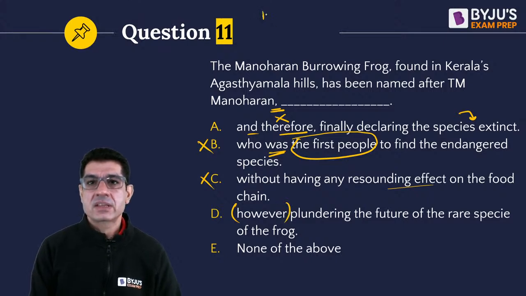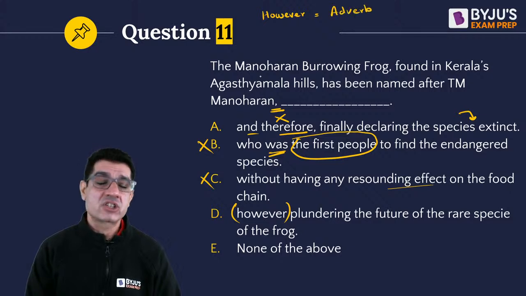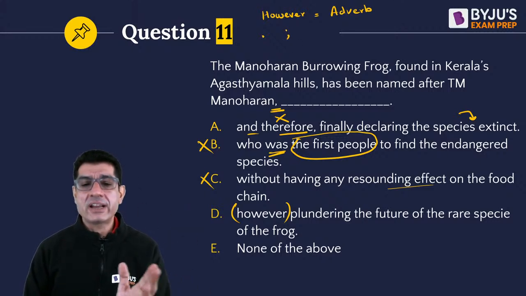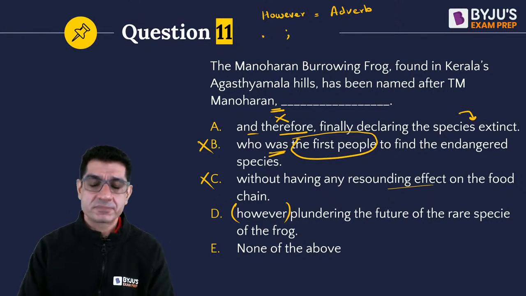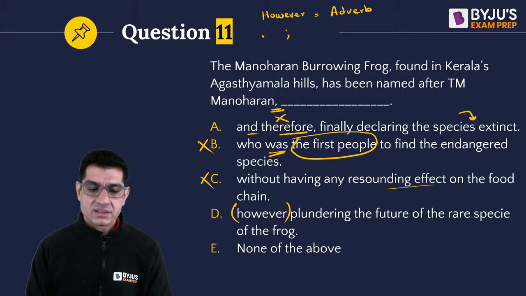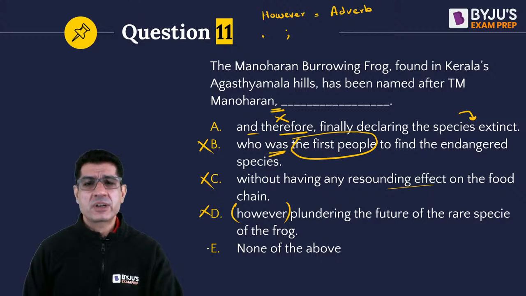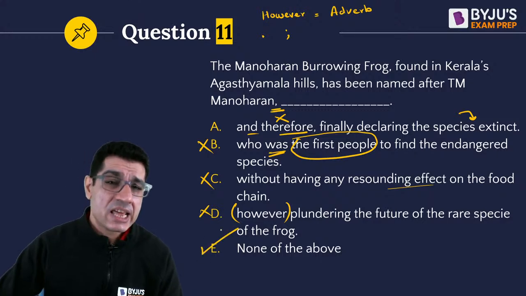However is an adverb. It is not a conjunction, which means that whenever you use however, you need to put either a full stop or a semicolon before it. It cannot act as a conjunction. It cannot go on and join two different ideas together. And therefore, I'd say this can be eliminated. And because A, B, C and D all are eliminated, what are we left with? Option E, none of the above.